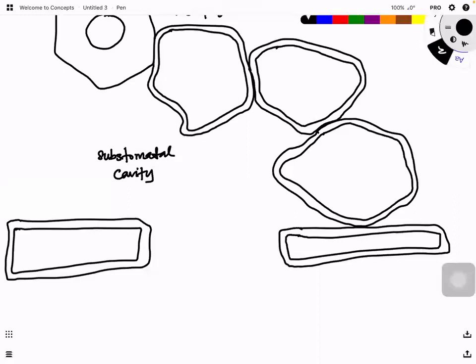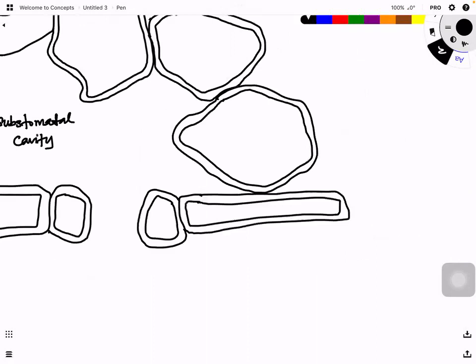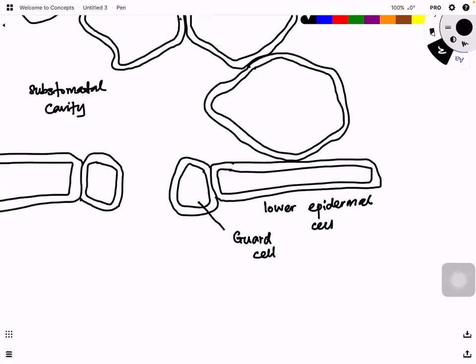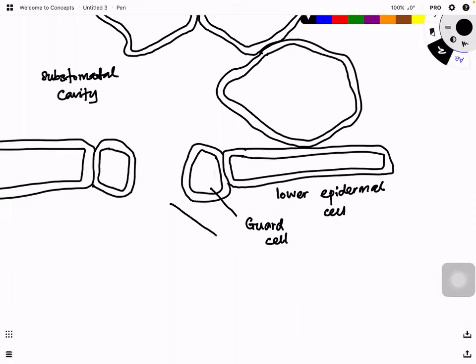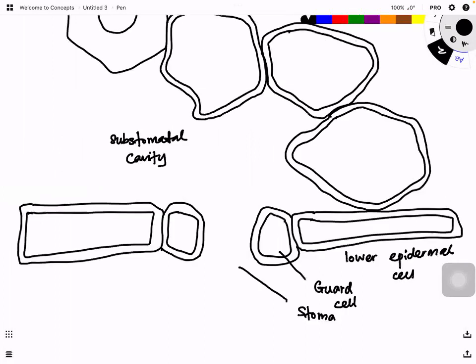Okay, so lower epidermis, we have the specialized cells, they control the pore size. So these cells, they are guard cells. Okay, so we do have this term as the lower epidermal cells. And we do have this guard cell. So the guard cell actually controls the pore here. So this pore is termed as the stoma. Okay, singular stoma. So we do have a substomatal cavity.